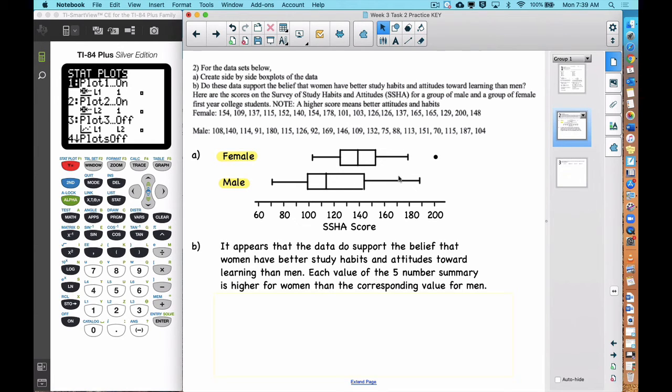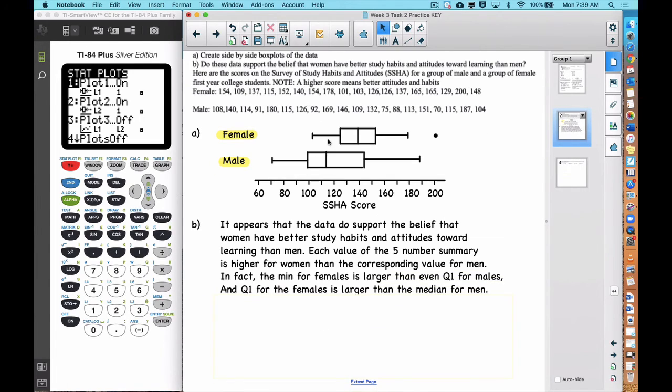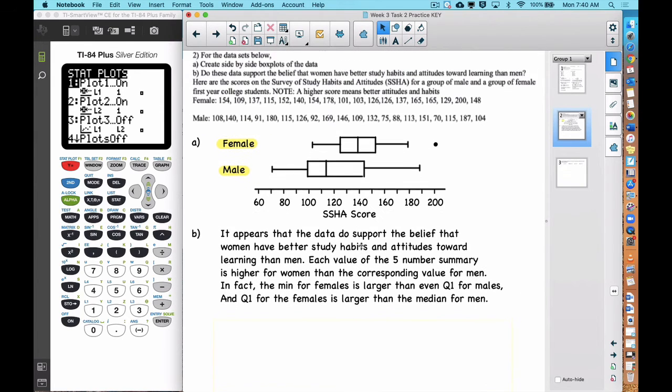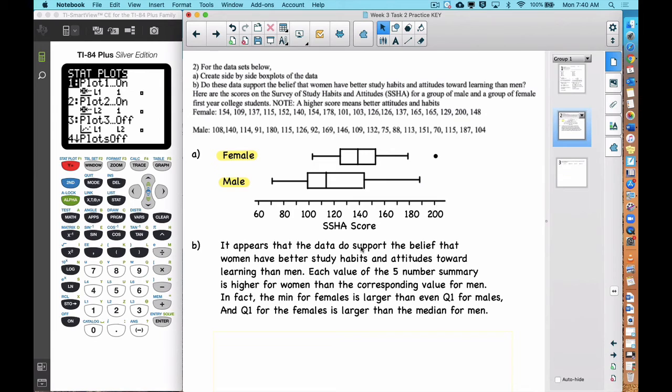But I also said it's a little bit even stronger to point out some of the even bigger discrepancies, like the min for females is higher than even Q1 for males. So every single female is bigger than 25% of the males. You could also say that Q1 for the females is bigger than the median for men. So 75% of the females is bigger than half the men. Even including at least one of these is one of those things you can do to really strengthen your answer in the eyes of the grader.